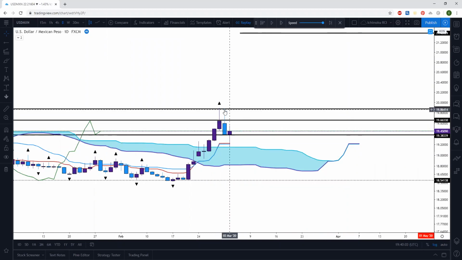and resistance here. This was the high that the price has been. This was the close, really, right here of this candle. And you see price has been ranging between these three levels here. Then we could argue about this level here too.